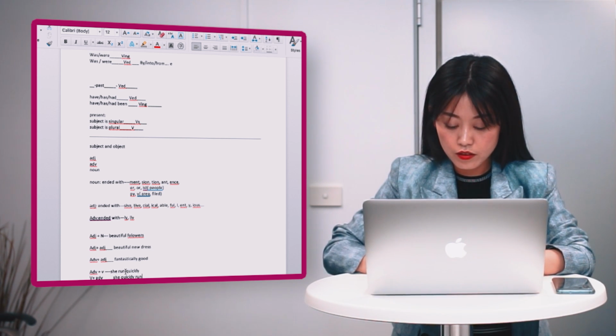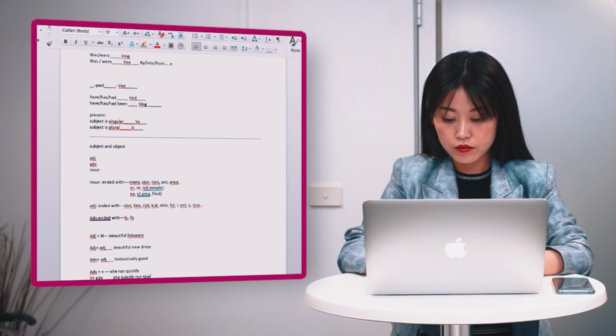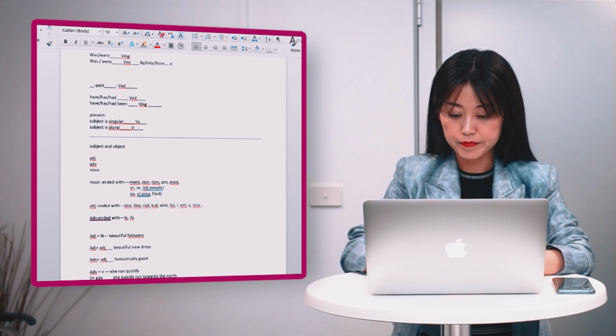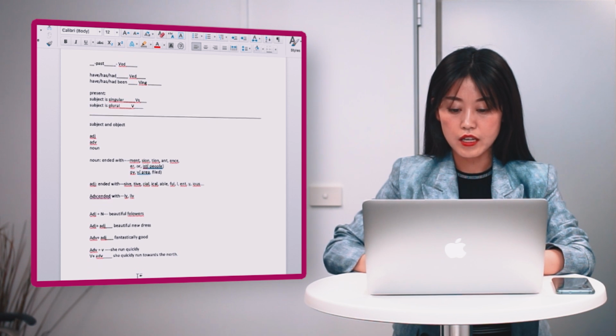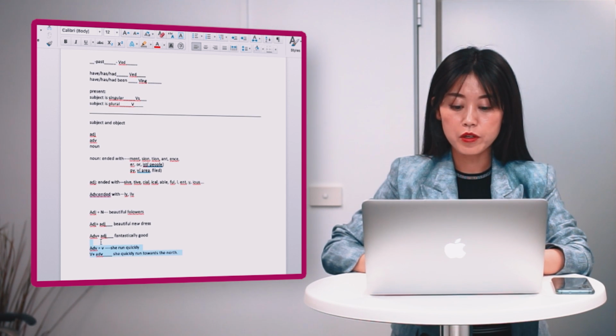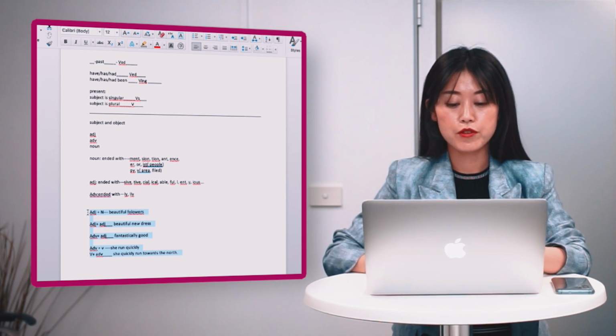She ran quickly, or she quickly ran towards the north. Yeah, so those are the basic formulas about the relationships between adjective, noun, adverb, and adjective.